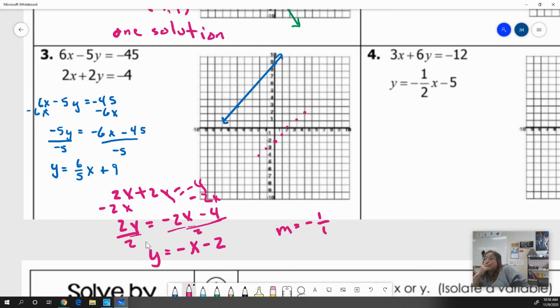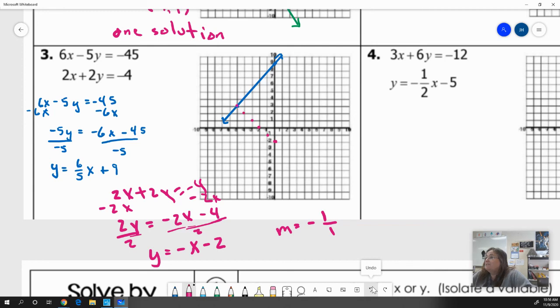Oh, well, I screwed up there, didn't I? I was acting like it was a positive slope, but it's not, right? My slope is negative 1 over 1. So what happens there? 1 goes up, 1 goes negative, up, negative, up, negative. That's why I wasn't finding an intersection.